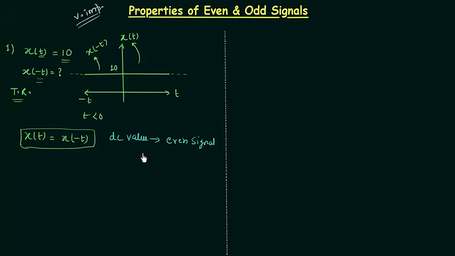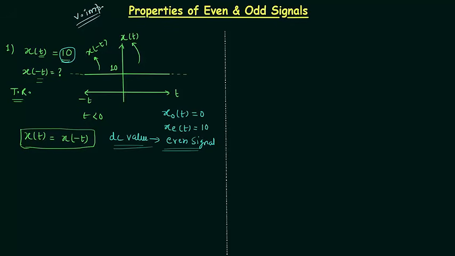and whenever any continuous time signal is purely even, the odd component is simply equal to 0. So the odd component xo(t) is equal to 0, and the even component xe(t) is equal to the DC value, and in this case the DC value is equal to 10, so the even component is equal to 10.